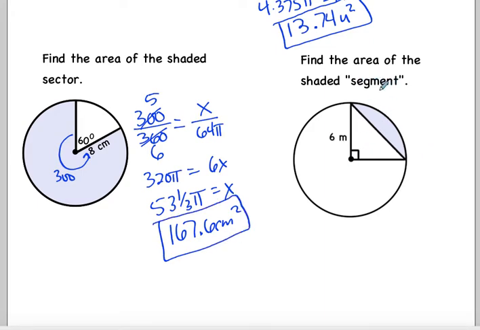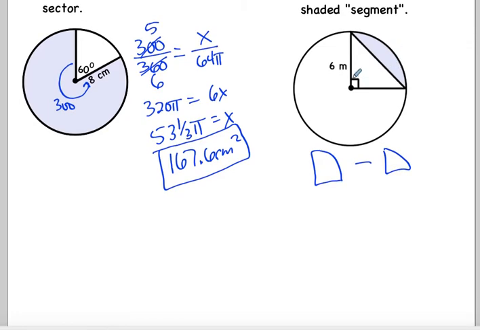Over here, we want to find a segment. It's kind of weird how this is called a segment. It's like a piece of the area formed by, this is called a chord, and the edge of the circle. And so what we're going to do for this is we're going to do the sector area minus the triangle.